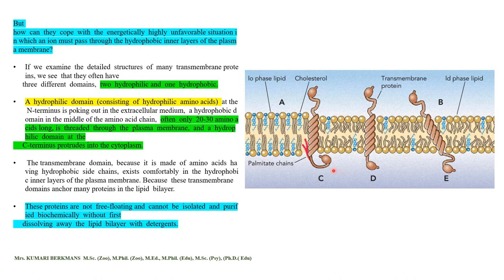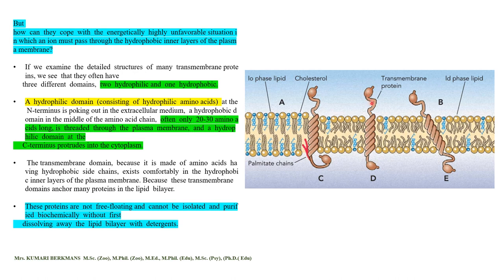We examine the detailed structure of many transmembrane proteins. What you are seeing here is a transmembrane protein, and they often have three different domains. See, this is one domain, this is another domain, and this is the third domain. Two are hydrophilic: you can see this is hydrophilic, and that is also hydrophilic, and this is hydrophobic. The hydrophilic domain consists of hydrophilic amino acids, and the end terminus is poking out into the extracellular medium.